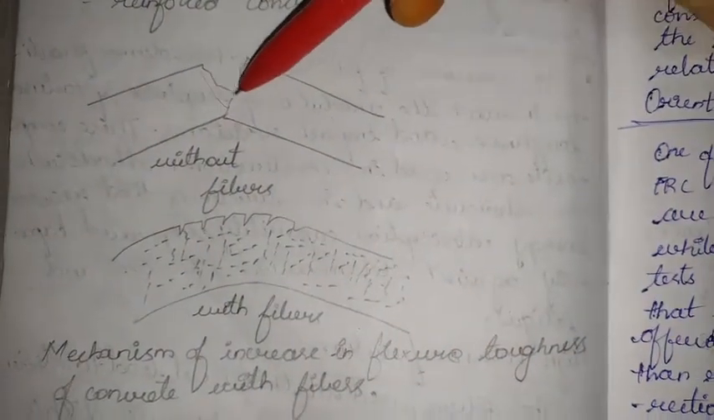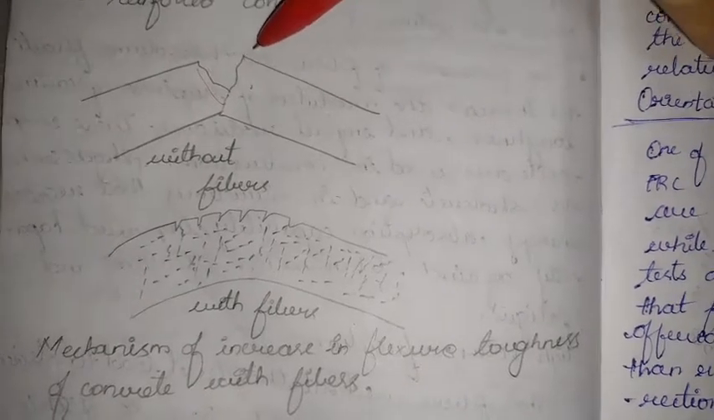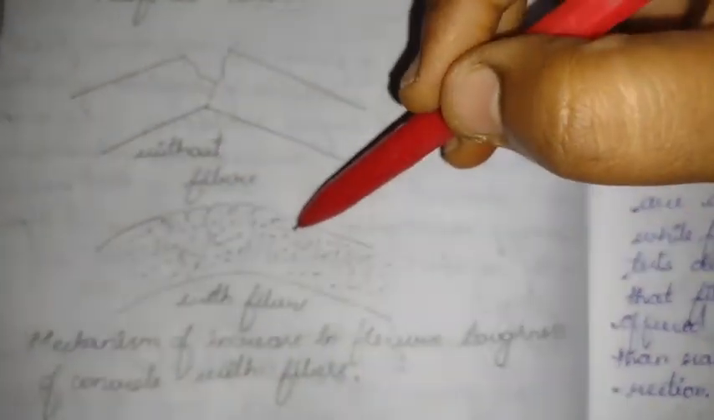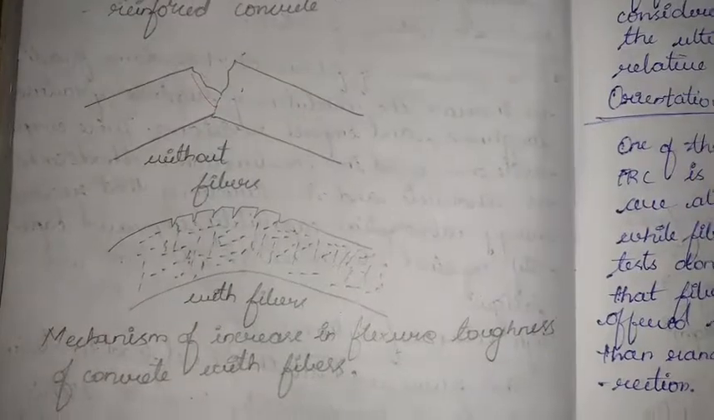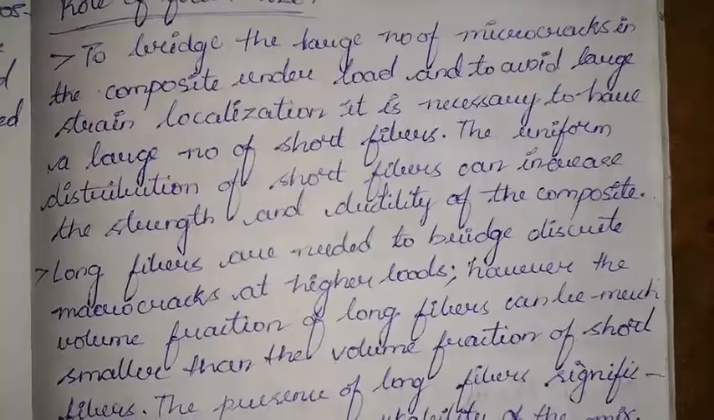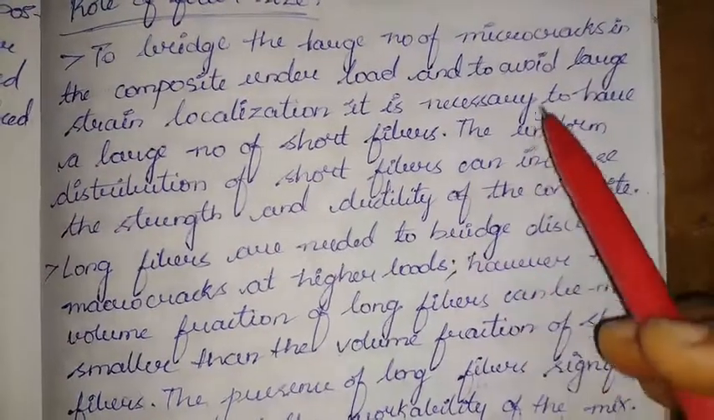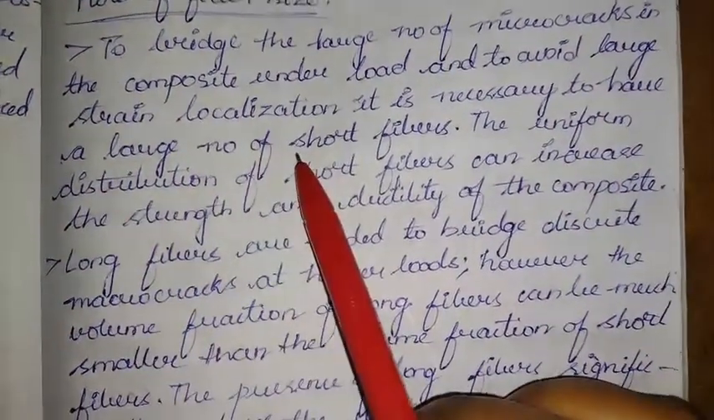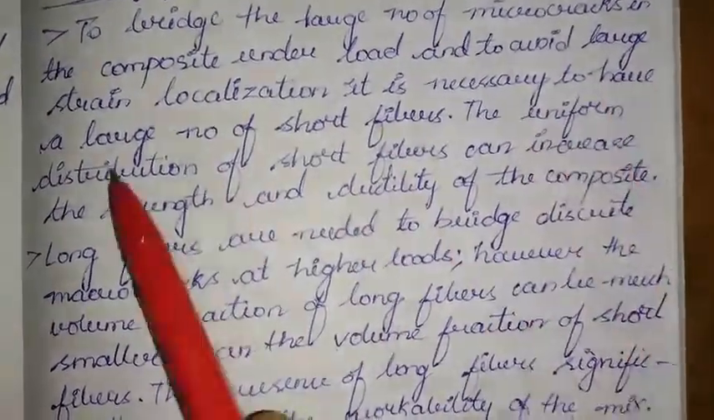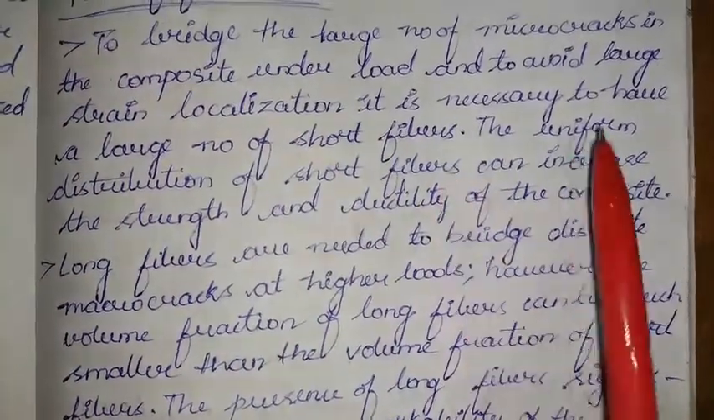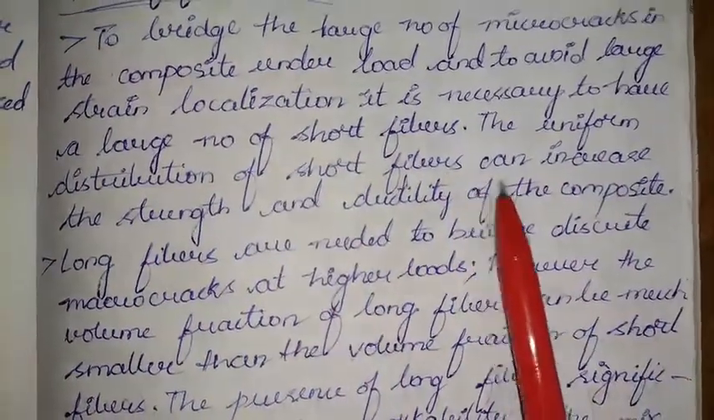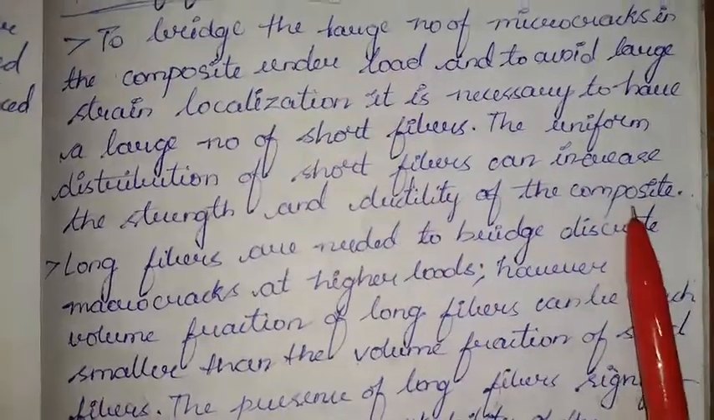Whenever we are not adding any fibers, it is breaking out suddenly. But here we can see there is a pattern following. Next, coming to the role of fiber size. To bridge the large number of micro cracks in the composite under load and to avoid large strain localization, it is necessary to have a large number of short fibers. So the uniform distribution of short fibers can increase the strength and ductility of the composite.